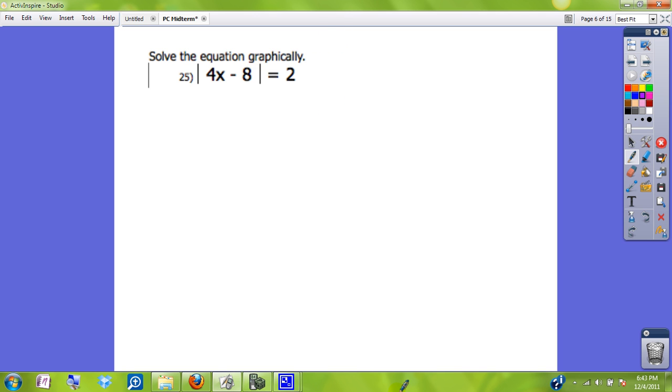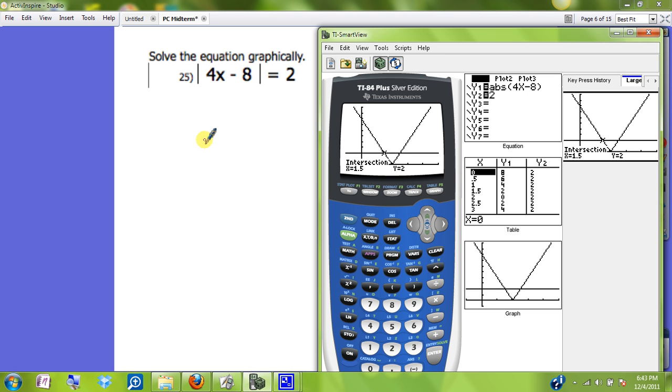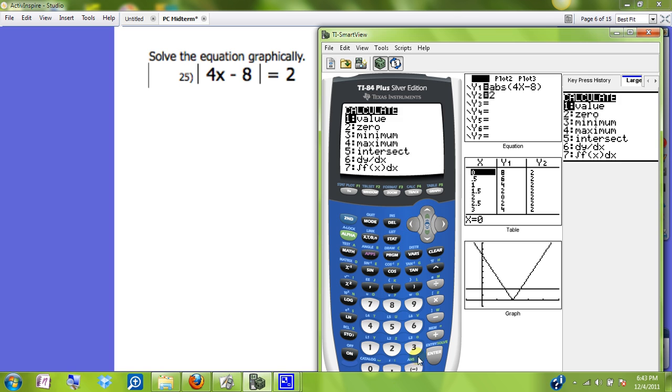All right, number 25, it says to solve it graphically. With our graphing calculator, I've already put it in. And what I've done, you look here, is I've put the absolute value of 4x minus 8 in, and I've also put the number 2 in, because we're looking for where these two equations equal each other. And then as you look at the graph, you can see that they equal each other at these 2 points of intersection. Well, one way to find those 2 points of intersection, as you can see from my graph, is second calc 5.